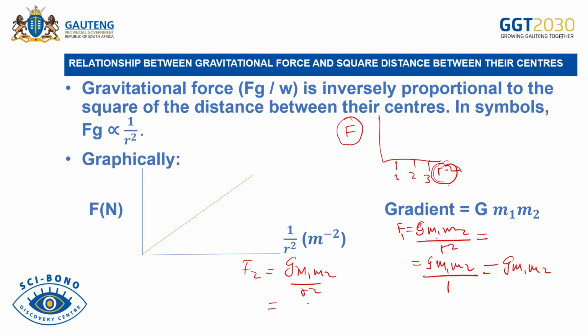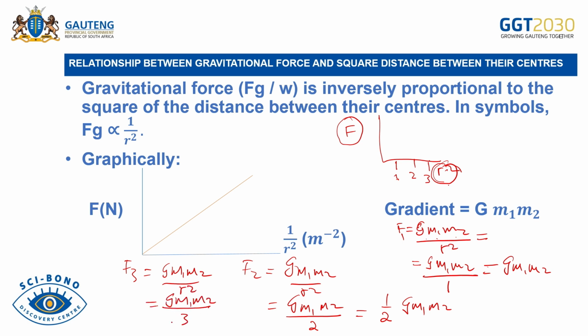Let's move to F2, which is G M1 M2 over R squared. G M1 M2 is still G M1 M2, so nothing has changed. But what are we changing here? It's R squared. Now the R squared is 2, so here I'm having 1 over 2 G M1 M2. Then let's move to F3, G M1 M2 over R squared. It's still G M1 M2, not changing, but your R squared now is 3, so I'm having 1 over 3 G M1 M2.